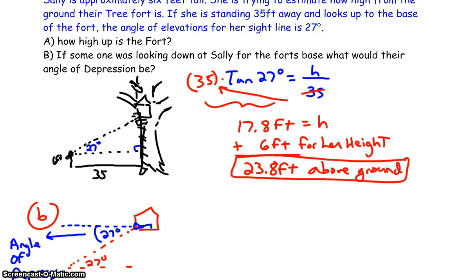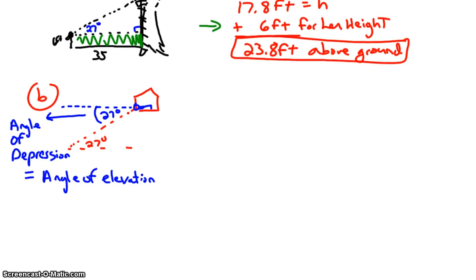I just want to point out a couple things, and the one main thing I want to point out is that I had to multiply by the 35 so that I would get h by itself. The second thing I want to point out is that we added 6 feet for her height. So that is this height here that was not accounted for. Okay? And then the last thing is for part B, if she is looking up at an angle of 27 degrees, a person looking down, going across in this blue, has an angle of depression that equals that 27 degrees.